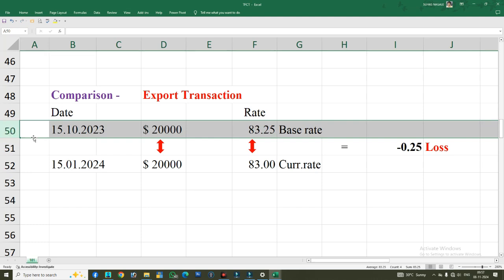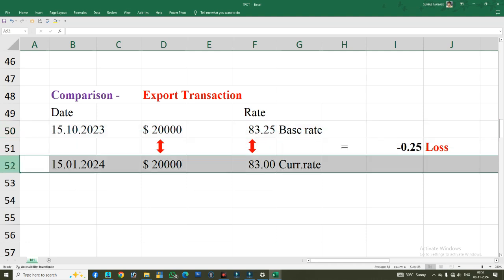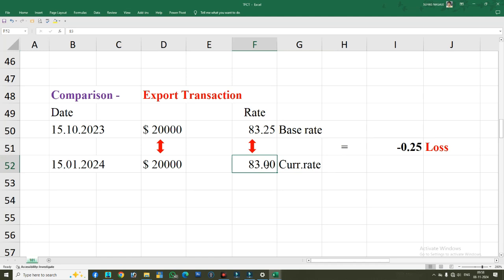Base rate was 15th October 2023, and dollars of the third installment 20,000. Rate was 83.25 in case of export transaction. I have mentioned here the base rate, and then comparison with 15 January 2024. Dollars are the same, rate is decreased up to 83 per dollar in Indian rupees. Current rate means 15 January 2024 rate.